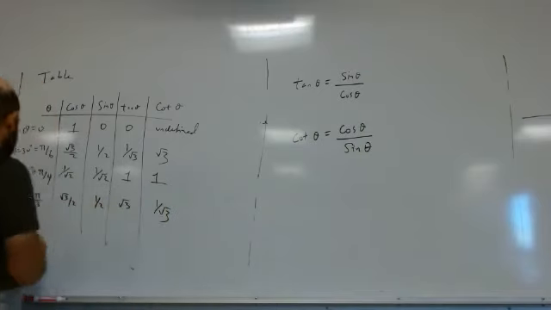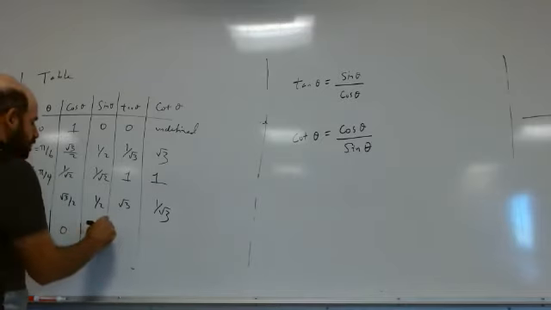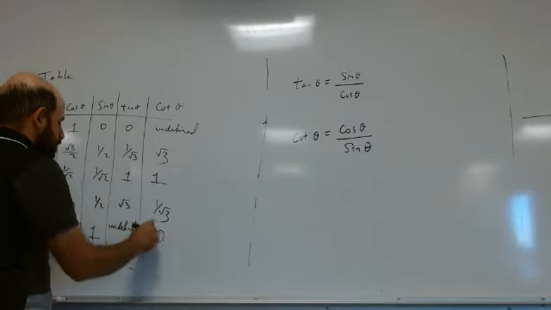And finally, if theta is equal to 90 degrees or pi over 2, then cosine will be 0, sine will be 1, tan will be undefined, and cotan will be 0.